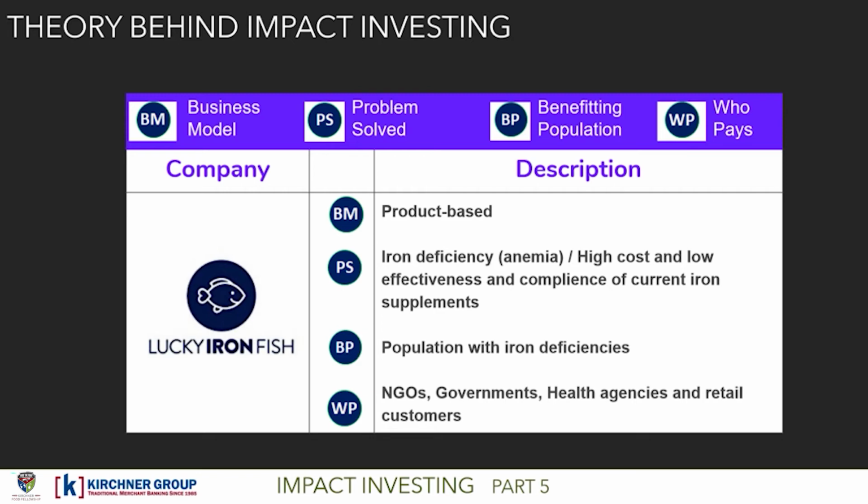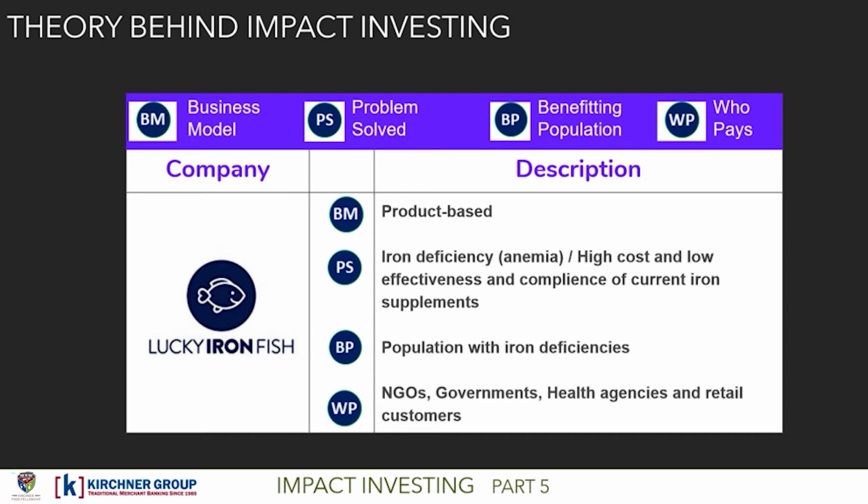Their business model is product-based, since the thing that they sell is the fish. The problem that they are solving is the iron deficiency that causes anemia. Also, they are solving the problem of the high cost and low efficiency and compliance of the current iron supplements. The benefited population is a population with iron deficiency, or at least at risk of getting some iron deficiency.